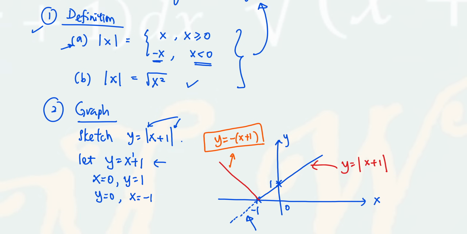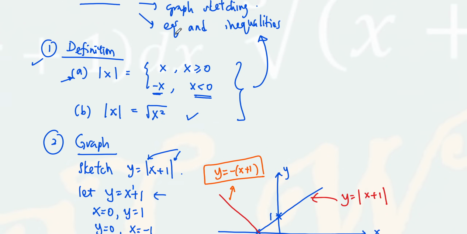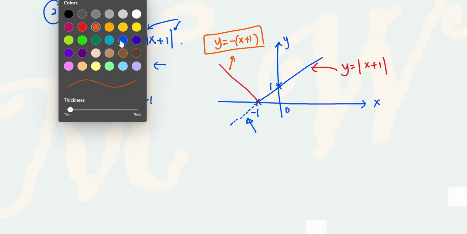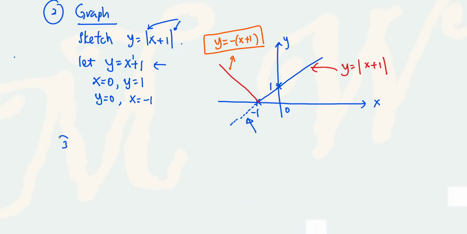modulus function graph. So done for the second part, and the third part will be solving equations and inequalities. Now, when we need to solve inequalities, we have two formulas over here, or I would say two identities, given m is a constant.